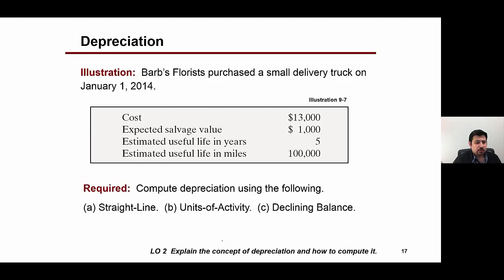So Barb's Florist purchased a small delivery truck on January 1st, 2014. The cost is 13,000. The expected salvage value is 1,000. Here they are giving us its useful lifetime in years and in miles. The miles are for the units of activity method, and the years are for the straight line method and the declining balance method.